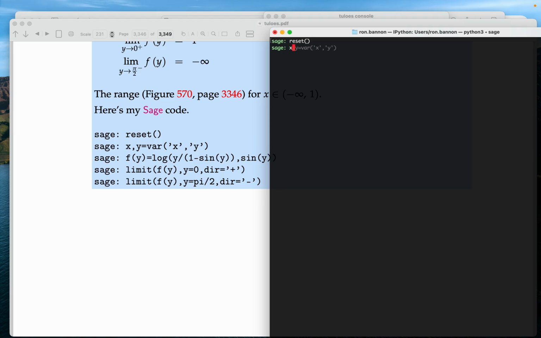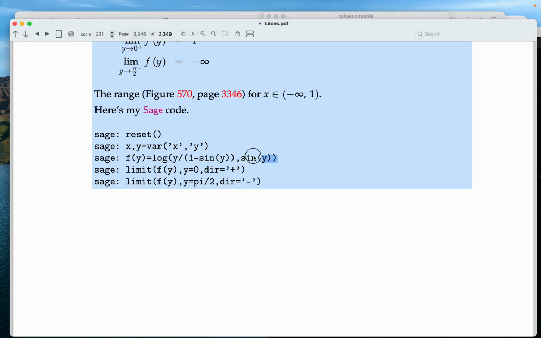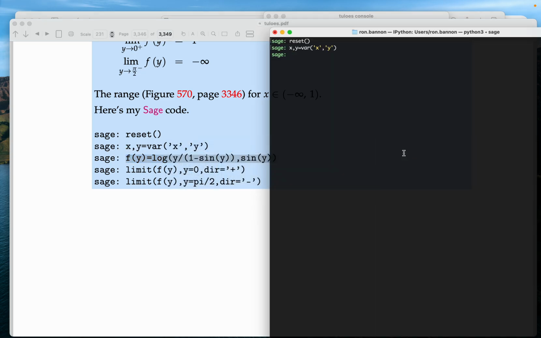Reset. Defining the two variables x and y. Defining the function. And again, if you have the notes, you can do a copy paste if you want. It's already in my queue, so I'm just going to type this in, and I'll see that come up. Let me explain this to you though.